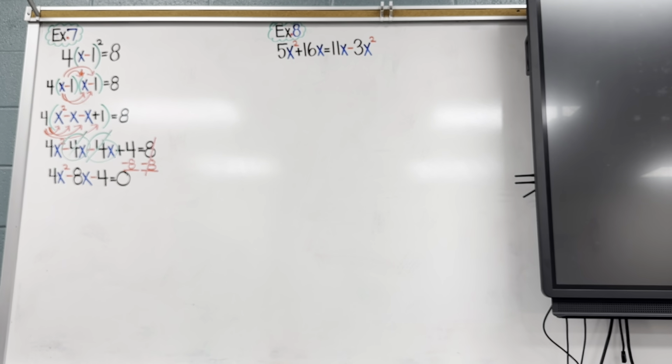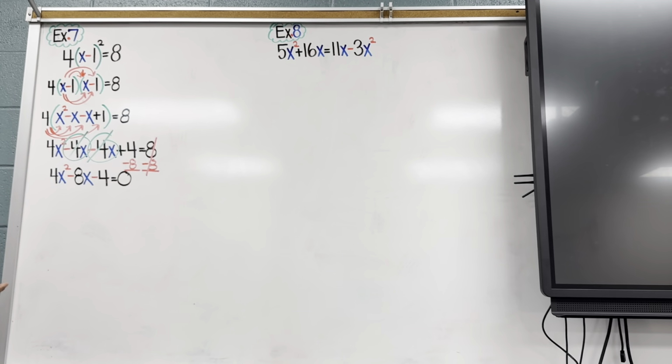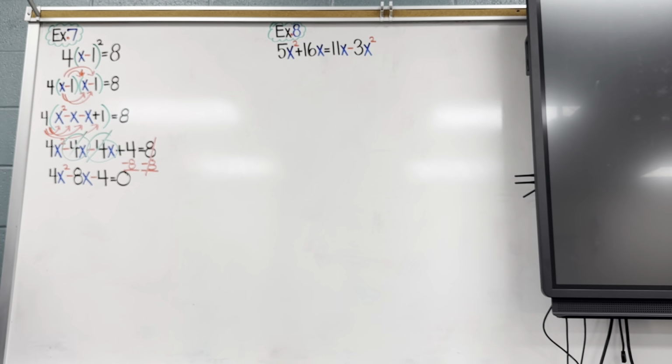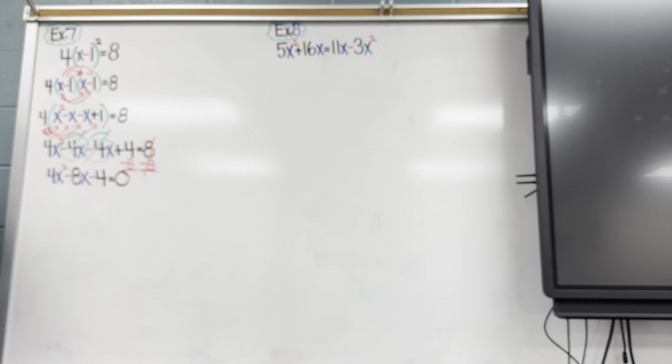So we have successfully moved everything to the left side, factored out, and distributed everything we needed in order to simplify our quadratic equation to this. Now we have 4x squared minus 8x minus 4 equals 0. Since it's set to 0, we can now use the quadratic formula.